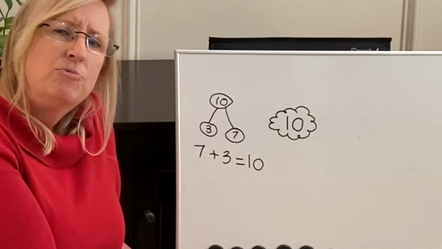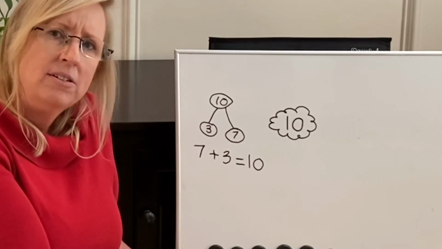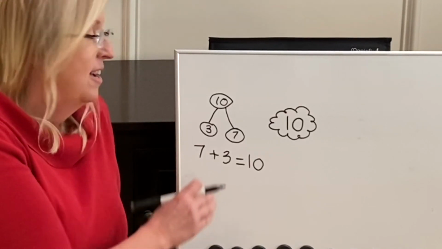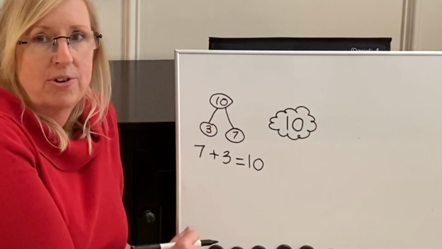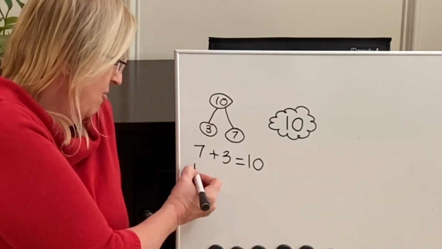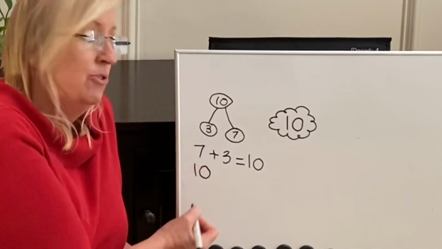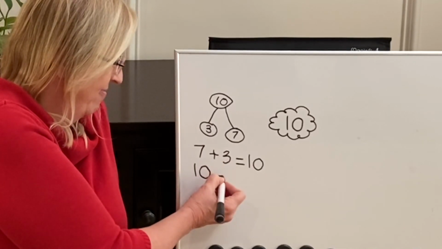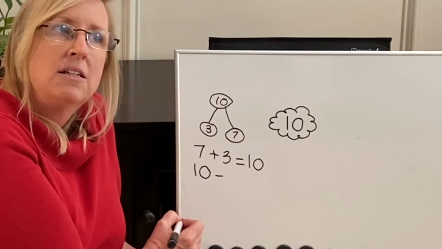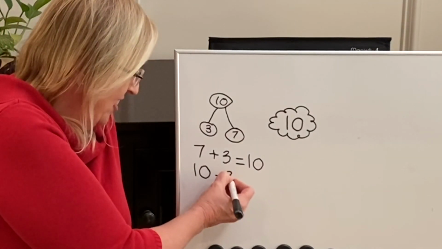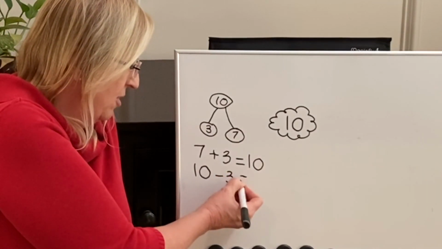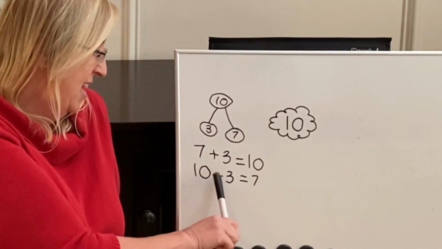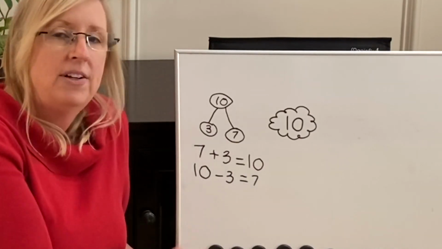Now, if I want to write a subtraction problem, can I start with one of the parts? Nope. I have to start with the large number, the whole number, in order to do subtraction. So let's start with our 10. And when we're doing subtraction, we do a minus. 10 minus 3, we'll use that same part, equals 7. 10 minus 3 equals 7.